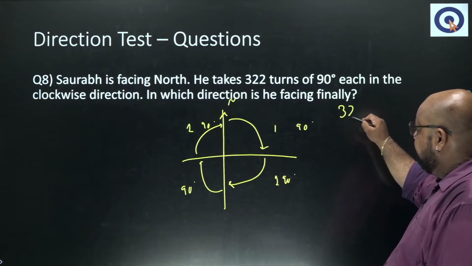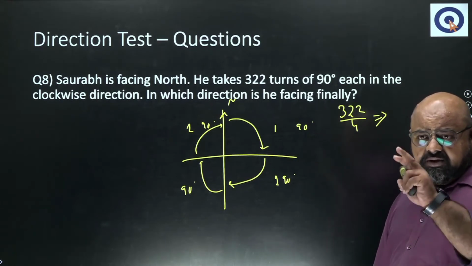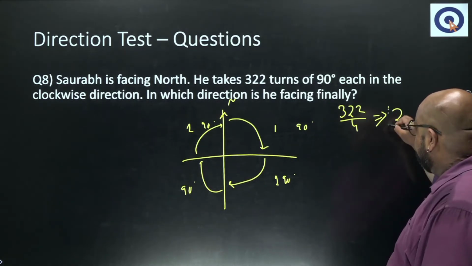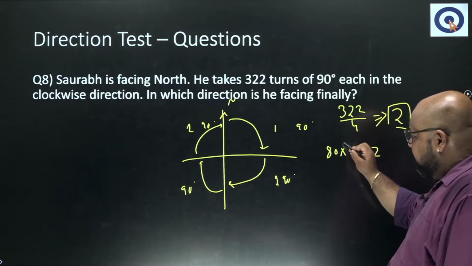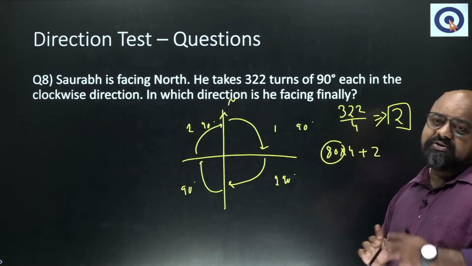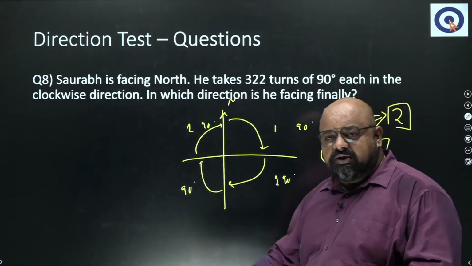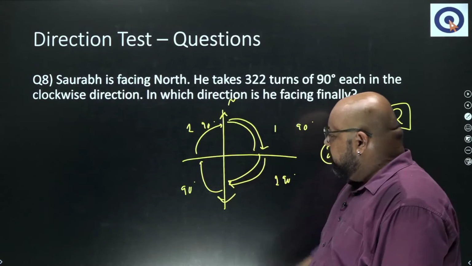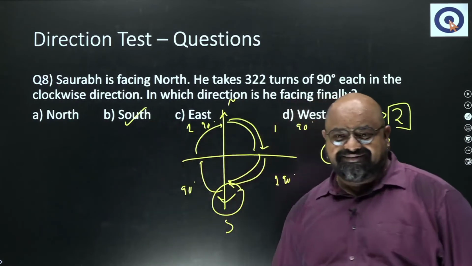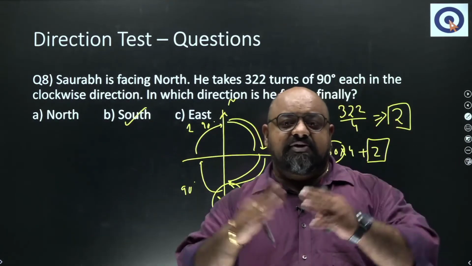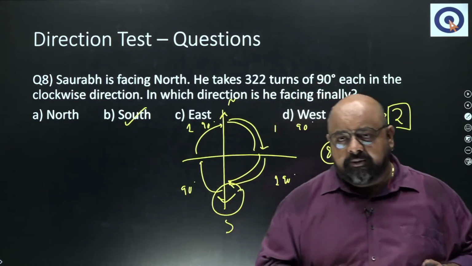So I divide 322 by 4. I know that 320 is divisible by 4, by the last 2 digits, and therefore the remainder will be 2. So basically 320 is nothing but 80 into 4, plus 2. So that means Saurabh completes 80 circles, because of which he is still facing in the north direction. Then he has to do 2 more turns of 90 degree, 1, 2, and therefore Saurabh will start facing in the south direction. If the movements are clockwise and anti-clockwise, we'll subtract them. So 90 degree clockwise and a 90 degree anti-clockwise means you're again at the starting point, right?